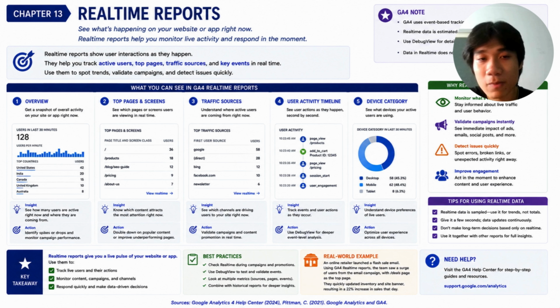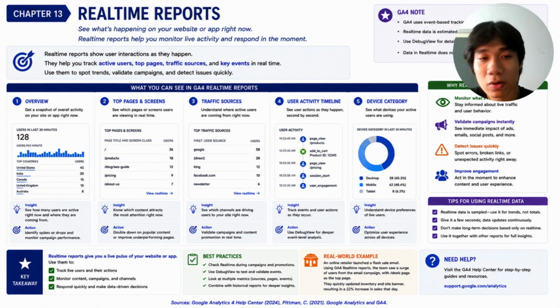And the final chapter from the book is chapter 13, real-time report. The final chapter introduces the real-time report, which allows businesses to monitor what is happening on their website at this very moment. Unlike other reports that analyze historical data, real-time reports display current user activity, helping businesses respond immediately to changes. In GA4, we can see important information such as the number of active users, the pages they are viewing, the traffic sources, location, and the events they are performing. This provides a live overview of the website activity.